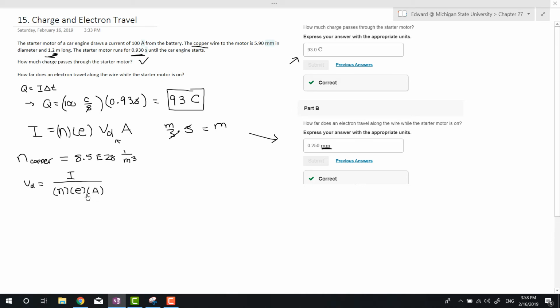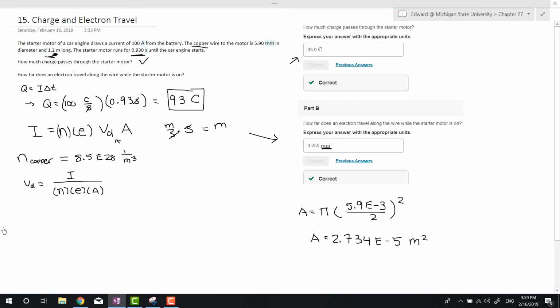We have to find A again, but we're given the diameter. So off to the side, let's find A. A is equal to pi r squared. We're given the diameter in millimeters, so r is 5.9 e to the negative 3 divided by 2, and we square it. Doing this in the calculator, A is equal to 2.734 times 10 to the negative 5 meters squared.